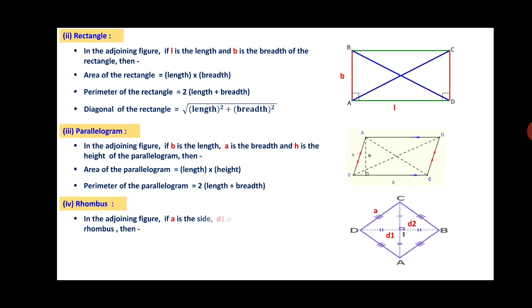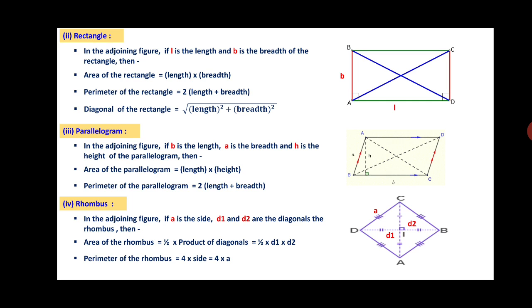Rhombus. In the adjoining figure you can see the rhombus having the side A, D1 and D2 are the diagonals of the rhombus. Then area of the rhombus is equal to half into product of the diagonals, that is half into D1 into D2. Perimeter of the rhombus is equal to 4 into side, that is 4 into A.